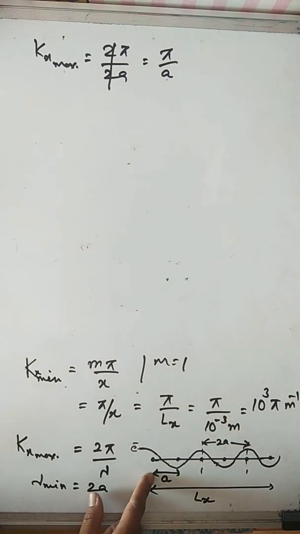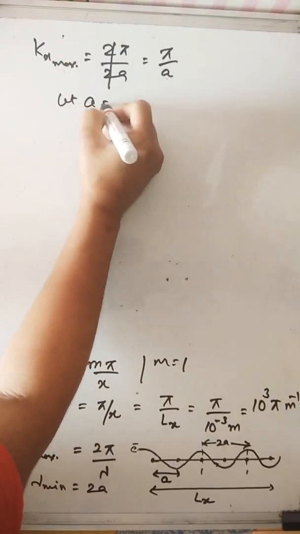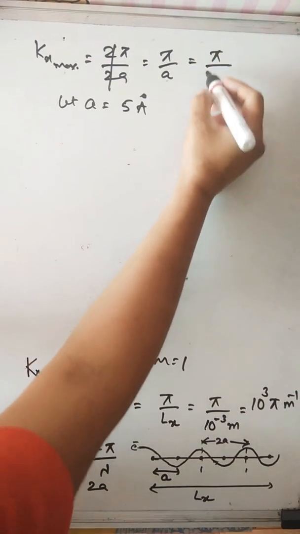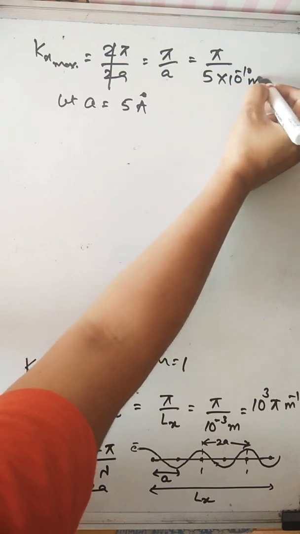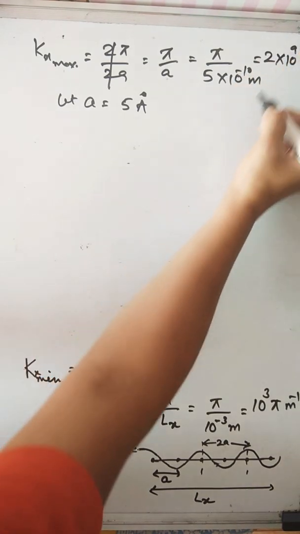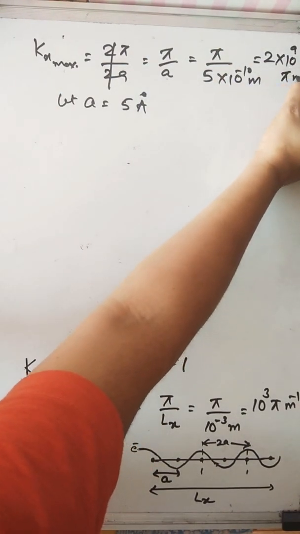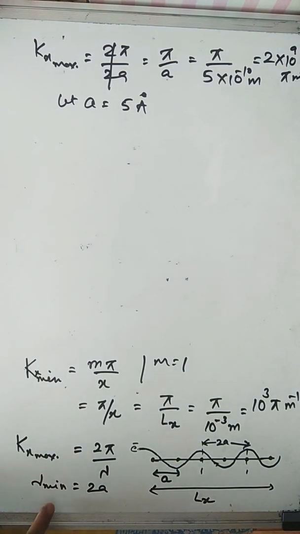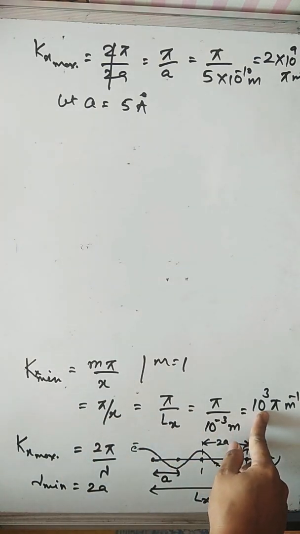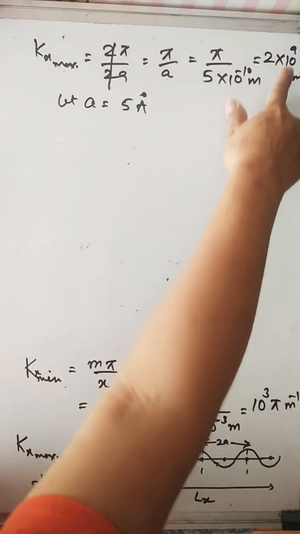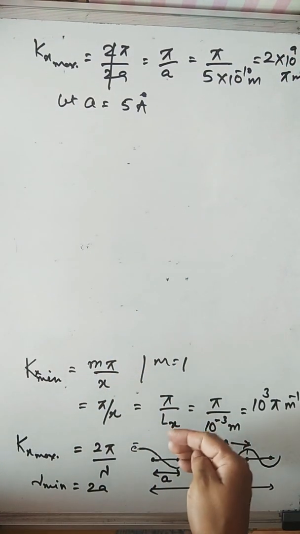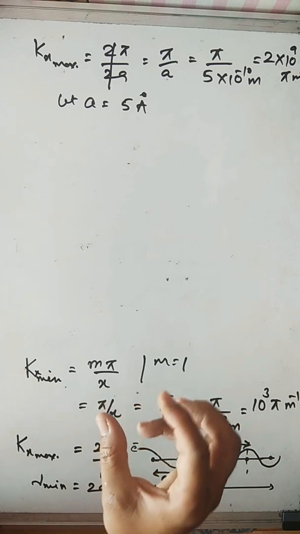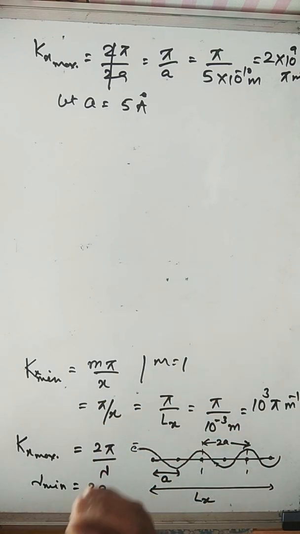Now suppose we define this a value also. Let this interatomic distance be 5 angstrom. Then we can write pi by 5 into 10 to the power minus 10 meter, and solving it we get 2 into 10 to the power 9 pi meter inverse. So the minimum value we were getting was 10 to the power 3 pi meter inverse, and the maximum value is of the order 10 to the power 9 pi meter inverse. So going from k minimum to k maximum, there is a change of 6 orders of magnitude from kx minimum to kx maximum.